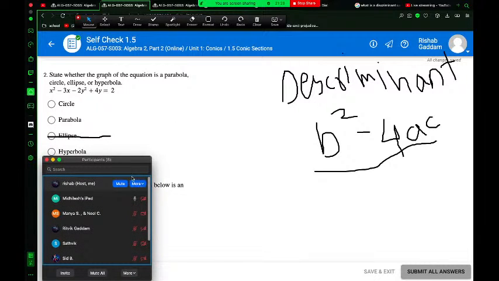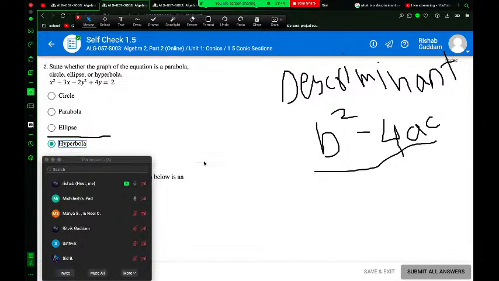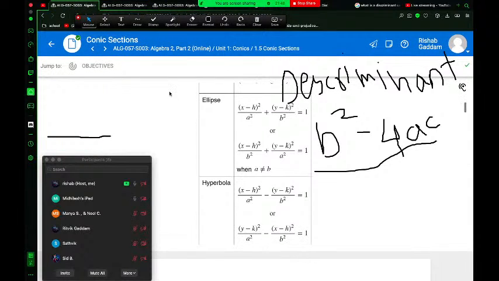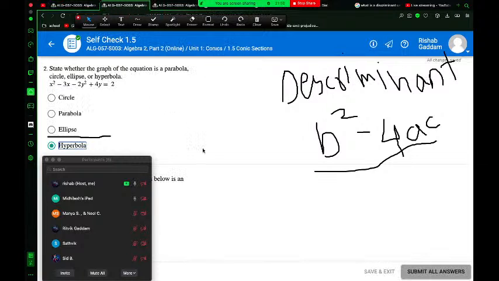It's a hyperbola. How can you tell? Well, I looked at what you gave on the slides, and I thought about the variable, and I got it. Okay, good job. I'm pretty sure it's right.